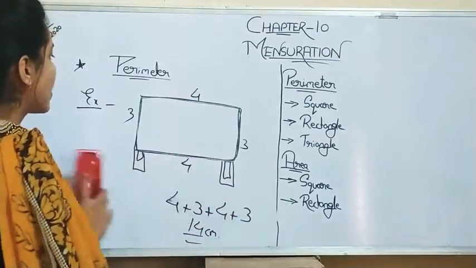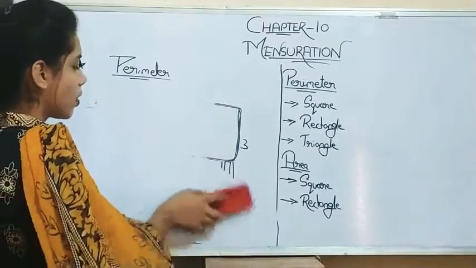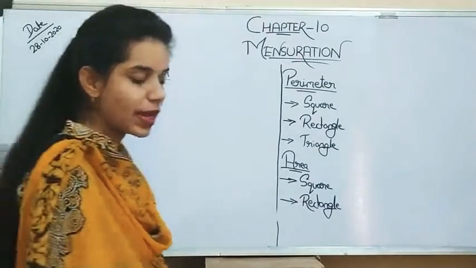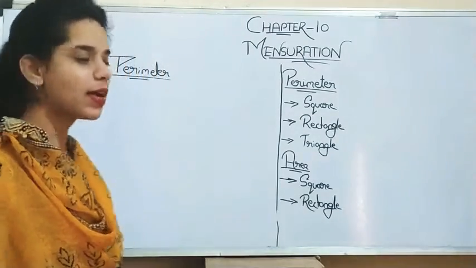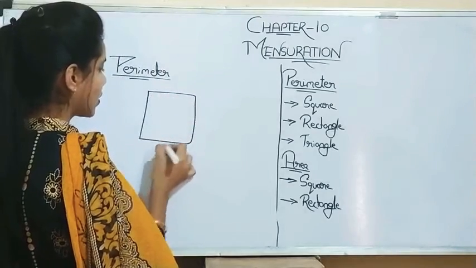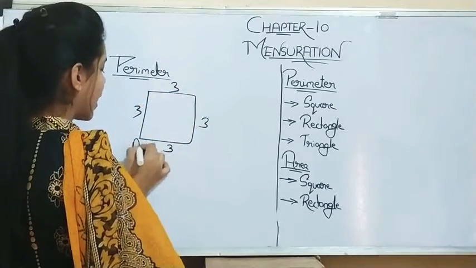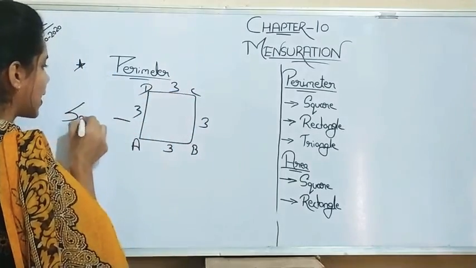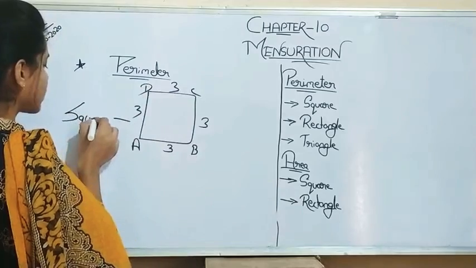Now, perimeter of square. What will be the perimeter of a square? What is meant by square? A square is a shape whose all sides are equal. Suppose this is a square whose all sides are equal: 3, 3, 3, 3. ABCD is a square whose all sides are equal.